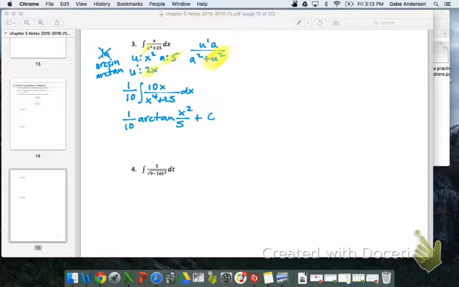All right, our final example is number 4. Again, as always, I encourage you to stop the video, pause the video, and try these on your own, and then check to see how you did later.